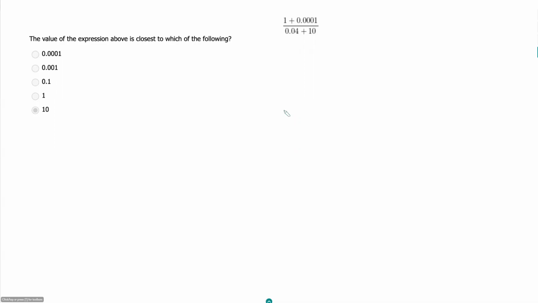The value of the expression above is closest to which of the following? So the thing to take note of here, and this happens from time to time, is how far spread out our answer choices are. And so it looks like each of them are a factor of 10. This guy's a factor of 100 away from this guy.